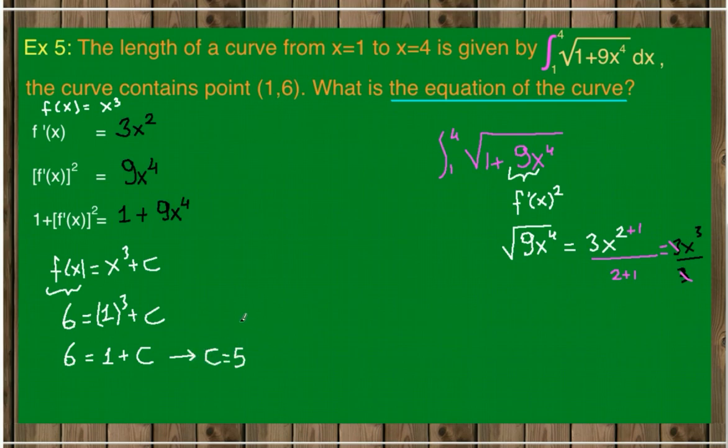If we put everything back, our function will be x cubed plus 5. We put c back. So our final answer for this question is x cubed plus 5. Let's go to the next example.